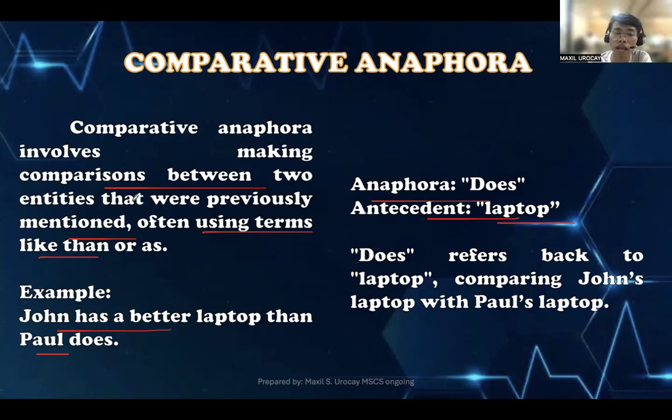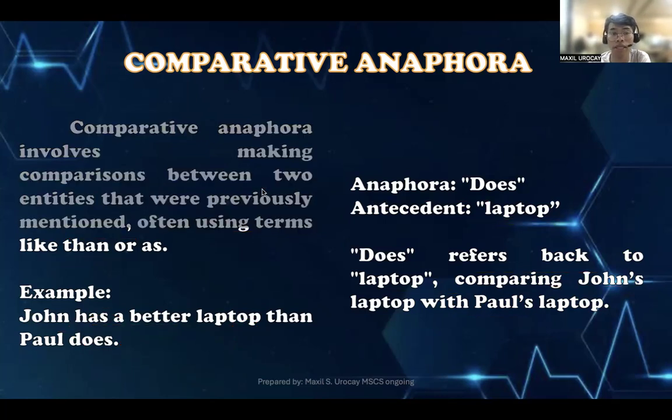So we are not trying to duplicate John has a better laptop than Paul's laptop. So that's not good. So we're able to simplify here so that does will refer back to the laptop. That is really good in comparatives since we're able to simplify such wording. So that means does actually refers back to the laptop, comparing John's laptop with Paul's laptop. That is really easy, and we can identify that easily as well.